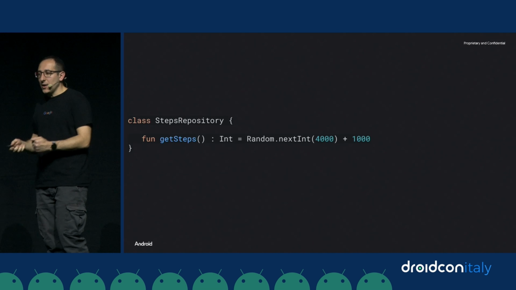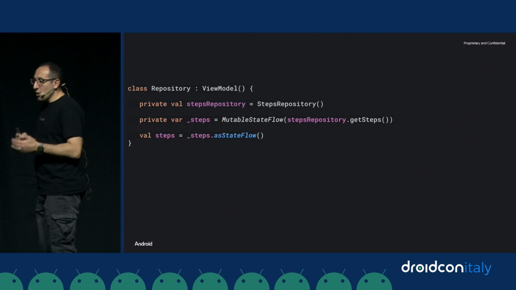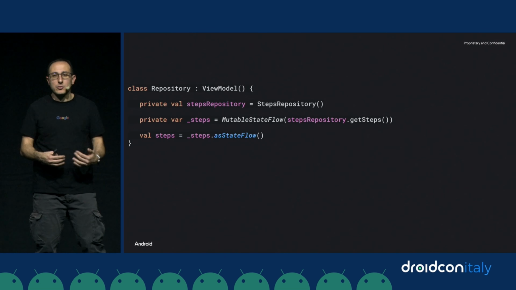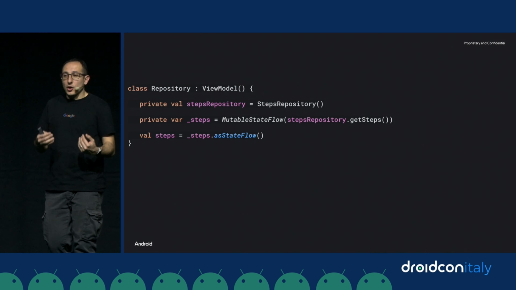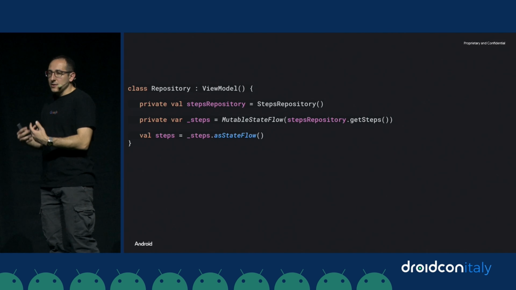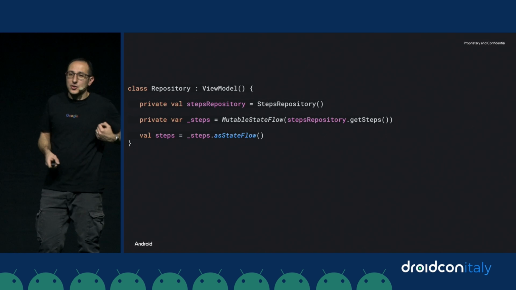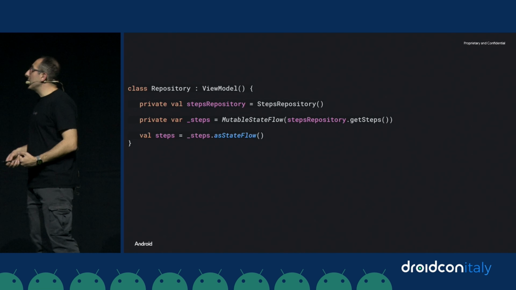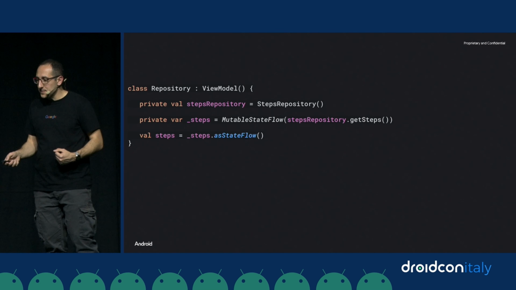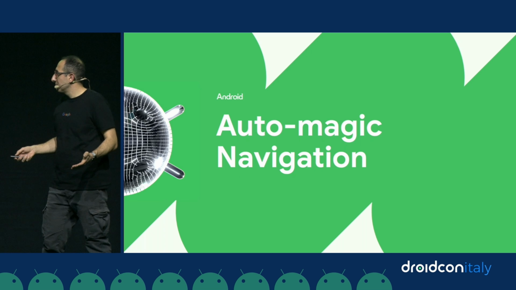Well, the easiest approach is wrapping this in a view model. Why did I choose a view model? I chose a view model because view model was made to survive configuration changes. So basically we are telling our repository that we don't need it to give us a new value every time, we just need it to give us a value when it changes. We listen to it as a state flow and then we can use it inside our composables. Okay, now navigation. Nice, right?